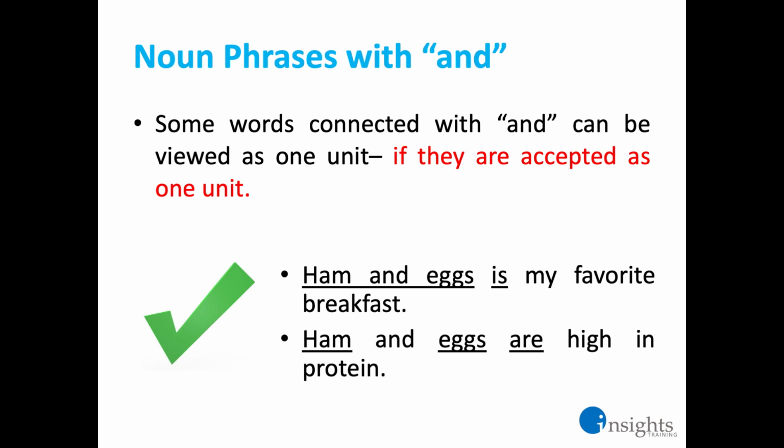Some words connected with the conjunction and can be viewed as one unit if they are generally accepted as one unit. For example, ham and eggs is my favorite breakfast. Ham and eggs is generally considered one unit. On the other hand, the use of ham and eggs below is different. They are being identified as individual objects. Ham and eggs are high in protein.